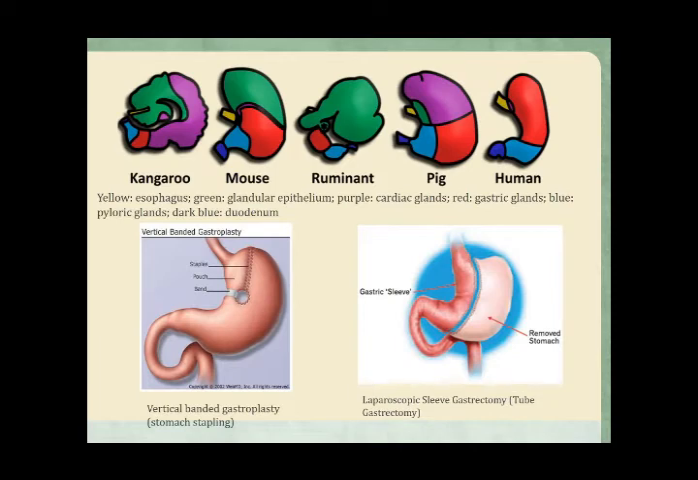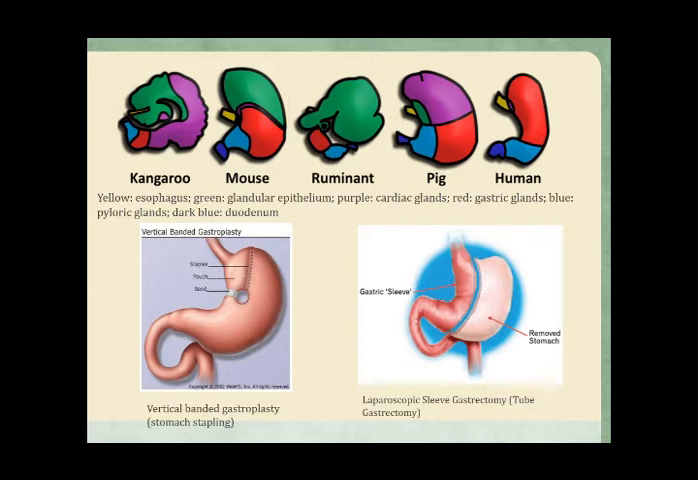So these are the different stomachs of different animals: kangaroo, mouse, ruminant, pig, and human. And then below we have the vertical banded gastroplasty and also the laparoscopic gastric sleeve gastrectomy. The ones you see on the bottom part of the page are the surgeries that are done to reduce the volume of the stomach.